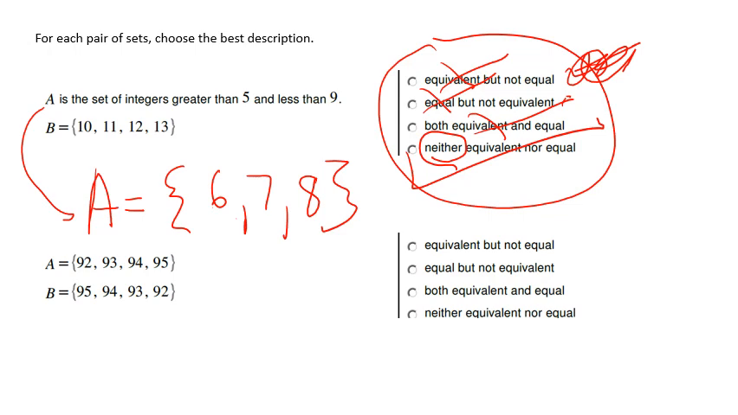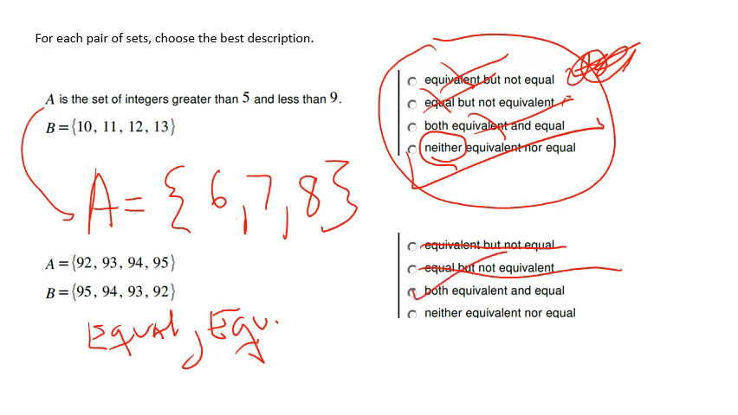Here are our 2 sets. Now, are they equal? Well, 92 is in both of them, 93 is, 94 is, and 95 is. So they are equal, and they also are equivalent. Why? Because they have the same number. So equivalent but not equal? No. Equal but not equivalent? No. Both equivalent and equal? Yes. And we know the other one is not correct either.